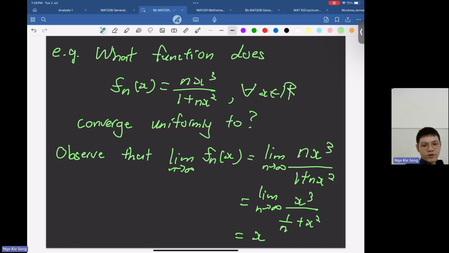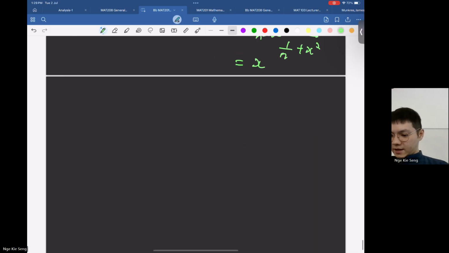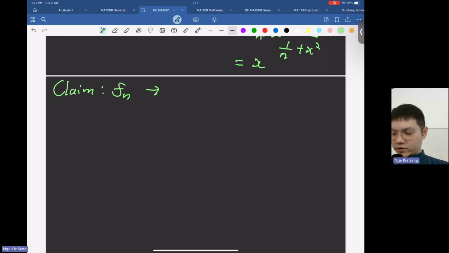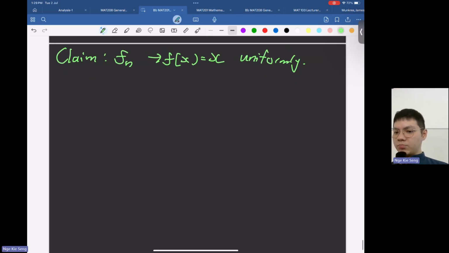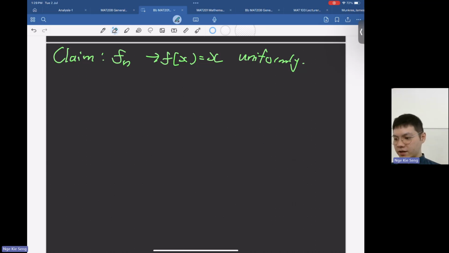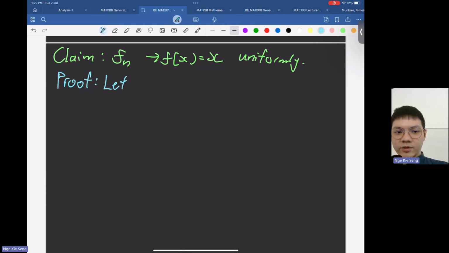Okay, so we need to show, so how to show? We need to show that Fn converges to f(x) equals x uniformly. So we want to show uniform convergence. What's the first thing we need to do? Fix epsilon. Good. So let epsilon be greater than 0.